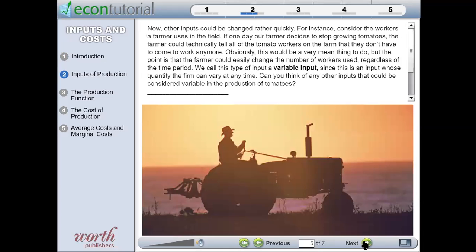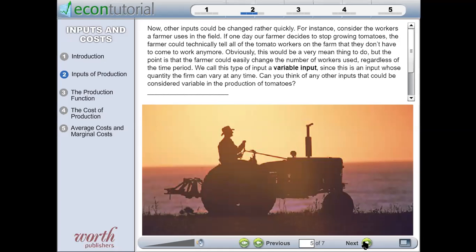Okay, so now other inputs could be changed rather quickly. For instance, consider the workers a farmer uses in the field. While you're harvesting the tomatoes, how quickly can you harvest? That depends on how many laborers you use. And that can be changed. You can hire many people to get involved in it, and eventually things would be easier because specialization of work is involved, right? So if one day our farmer decides to stop growing tomatoes, the farmer could technically tell all of the tomato workers on the farm that they don't have to come to work anymore. So you can change that.